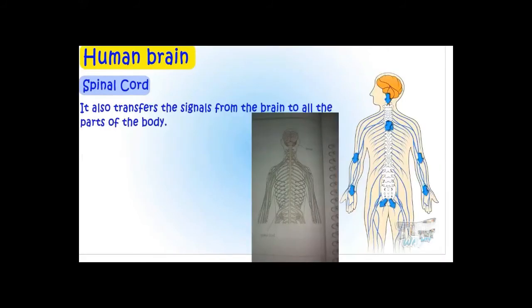You can also see the diagram on page number 10. In your book, you can see the spinal cord. So this is the function of the spinal cord: it transfers the signals from the brain to all the parts of the body. So this is all about our unit.